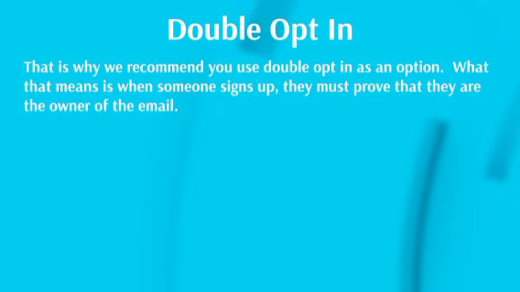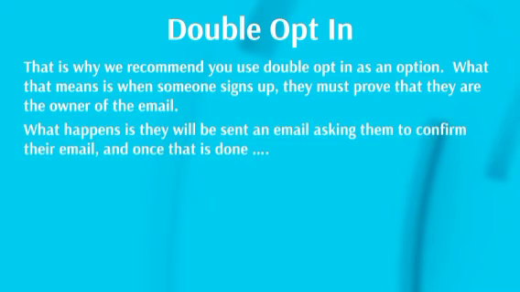Here's what double opt-in is. Double opt-in is when somebody signs up, and let's use the example before where they fill in their name and email address on your landing page and they click submit. Now, at this point, they're not going to be added to your list. They're going to be added to a sort of pending list. Now, what they have to do in this case is they have to prove that they are the owner of the email. So what happens is they get sent an email asking them to click a confirmation link.